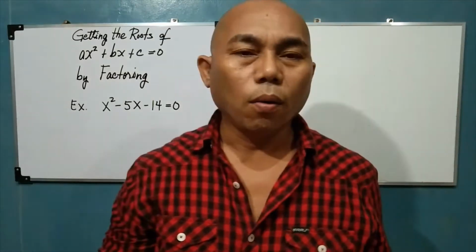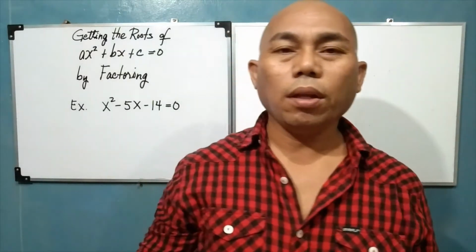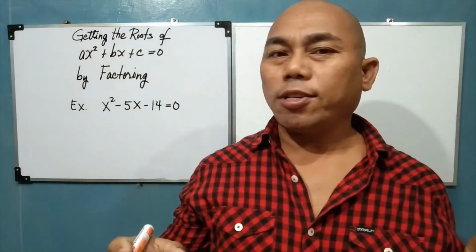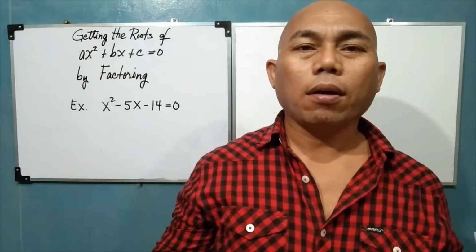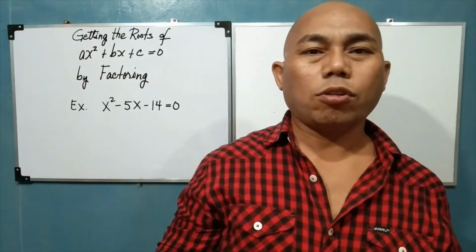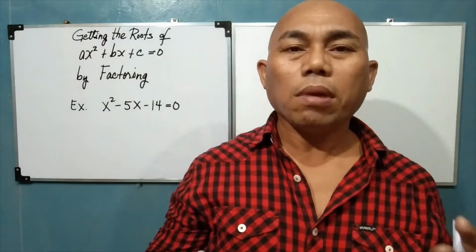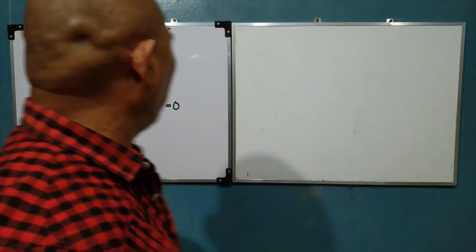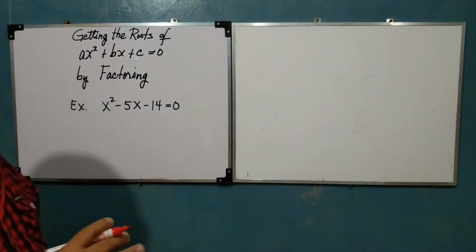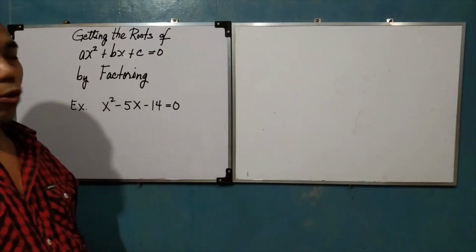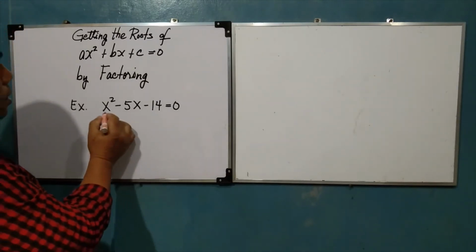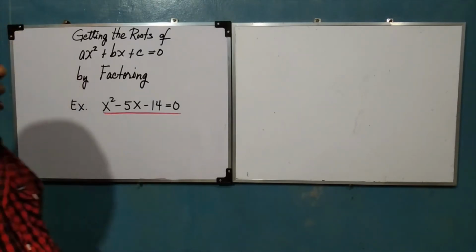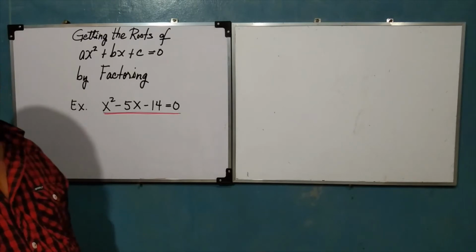This time, we are going to discuss getting the roots of a quadratic equation by factoring. And in this lesson, we are going to include also in the discussion the techniques on how to determine the roots of a given quadratic equation. Now, when we say roots of a quadratic equation, these are the x values, no? For example, in this quadratic equation, x squared minus 5x minus 14 equals 0.